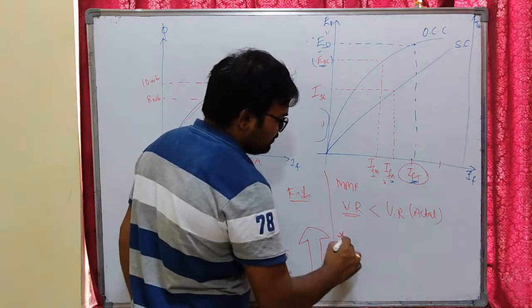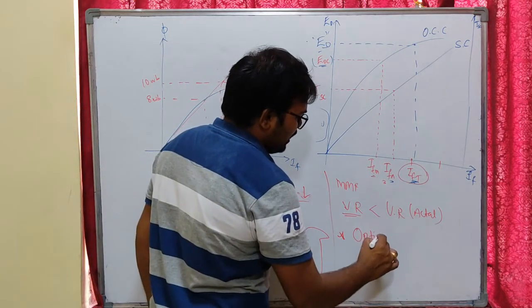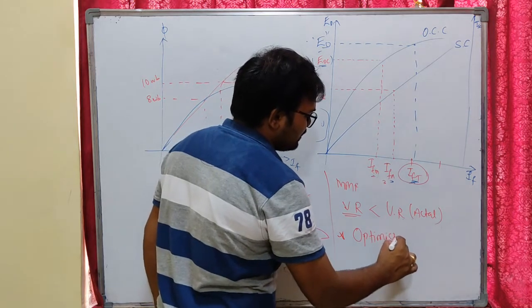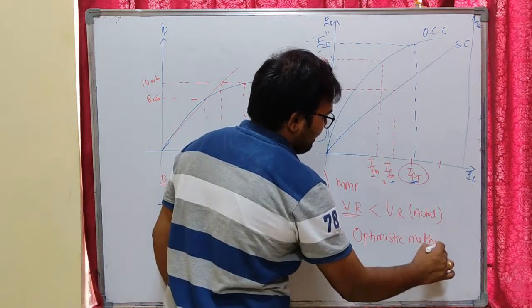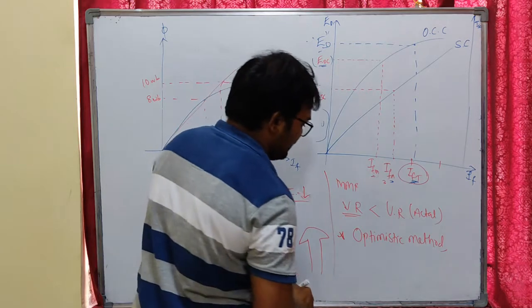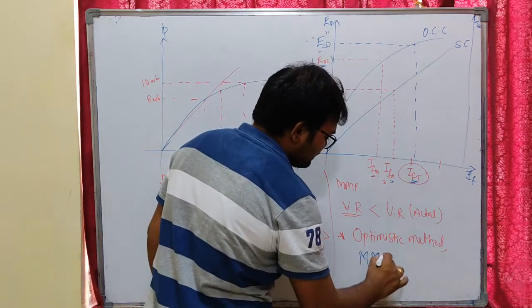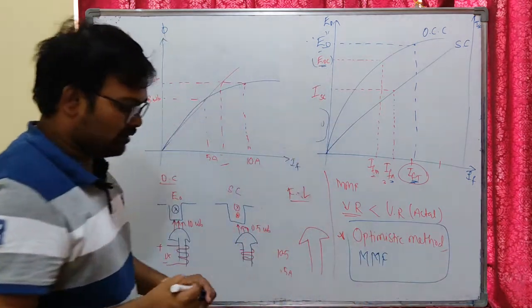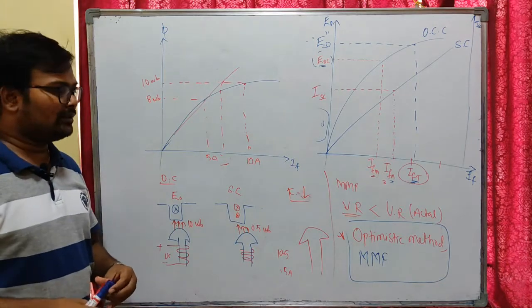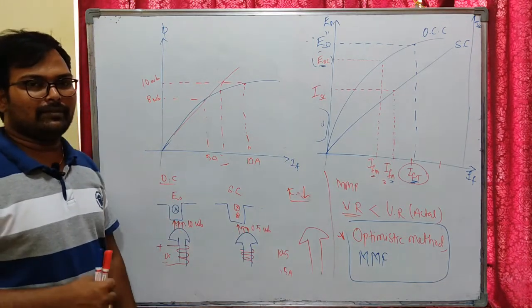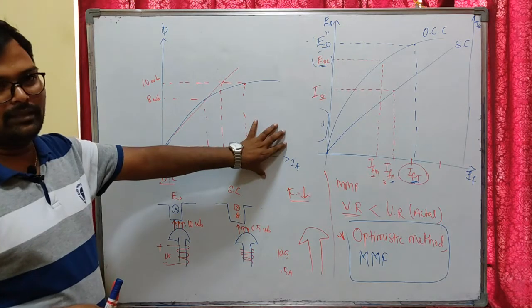That's why it is called the optimistic method, the optimistic method of voltage regulation. This is important. Okay, the MMF method is called the optimistic method. This is important. Okay, which of the following is the optimistic method will be asked. Okay, that is the MMF method or ampere turn method.